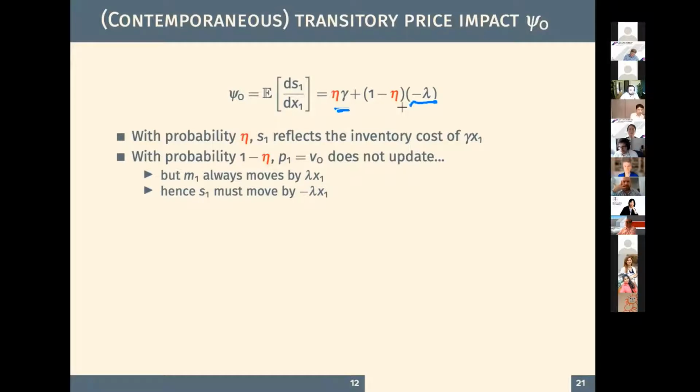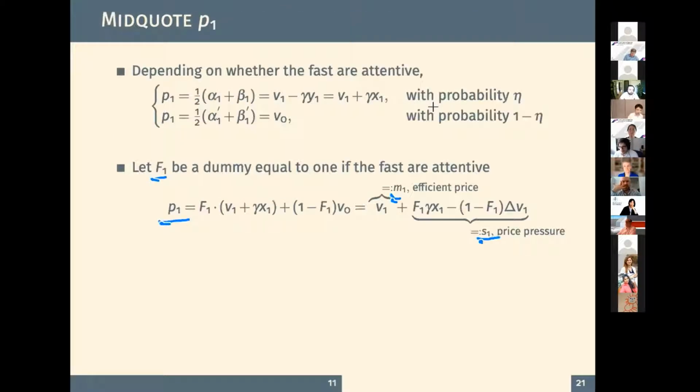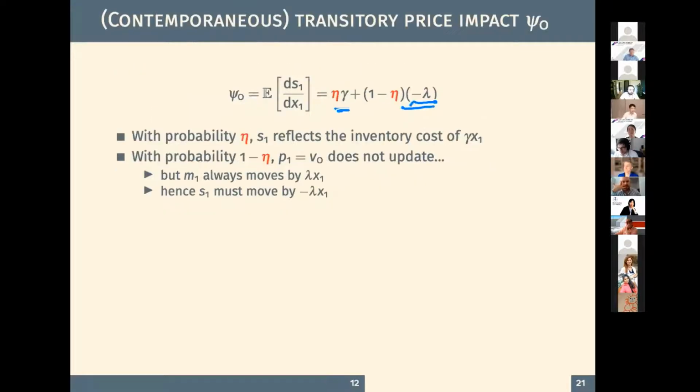and the minus lambda. What is minus lambda? That's exactly when the price failed to update, because the price should have updated by a lambda. That's the permanent price impact, but it doesn't change. So the price pressure is forced to correct this lack of update here. So probabilistically, the transitory price impact will reflect sometimes the inventory cost, sometimes the lack of price adjustment.